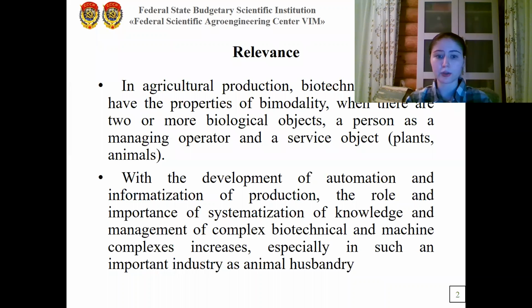Then there are two or more biological objects: a person as a managing operator, and a service object, plants or animals. In addition, the uniting environment of this biological object is also a biological object, the field, as the main source of energy for plants and animals.